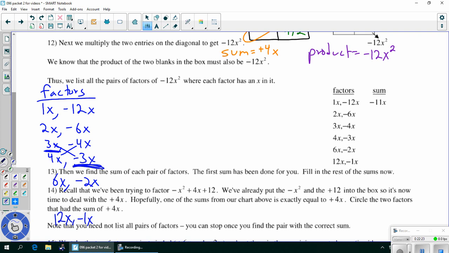There were only 6 pairs of things that multiply to negative 12x squared. Again, each one had to have an x. Okay, let's start adding these things up. So let's do the sum. What do you get when you add 1x and negative 12x? Well, that's a negative 11x.